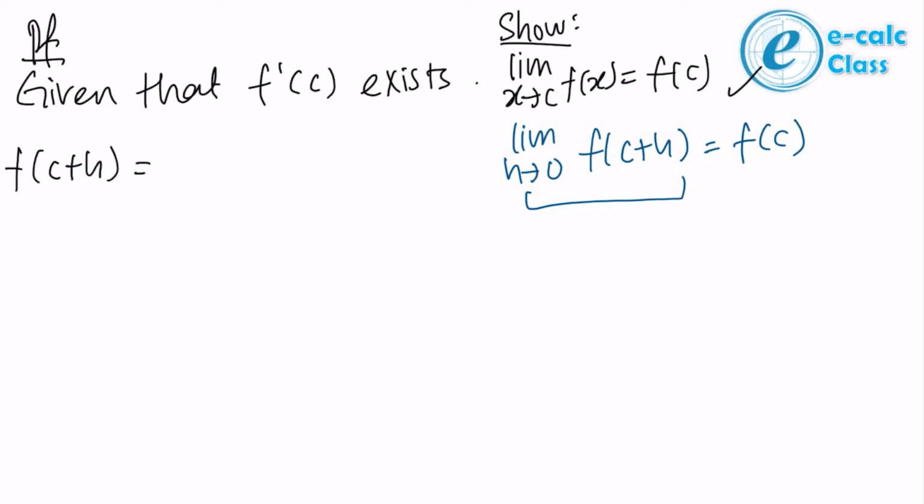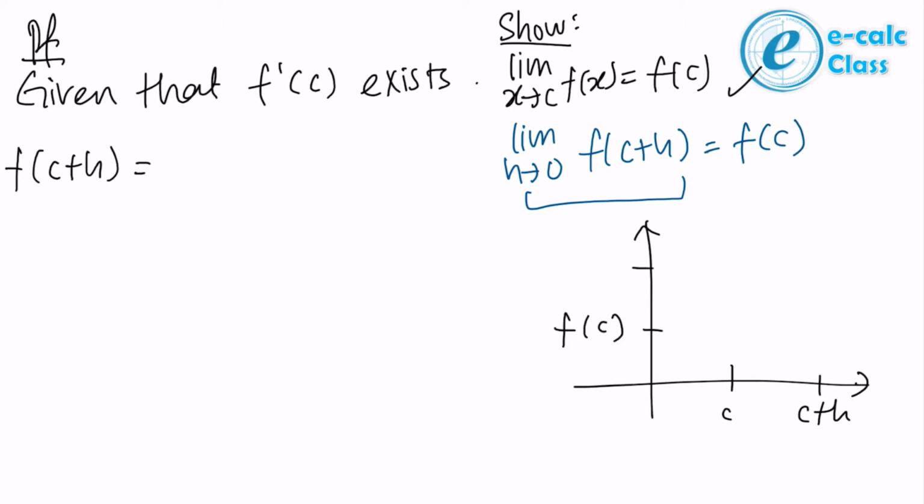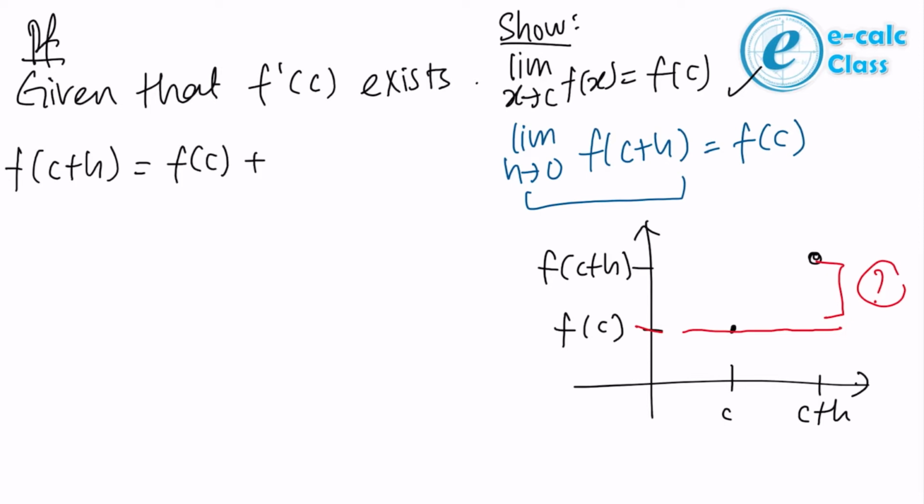How do we write this f of c plus h in terms of the definition of derivatives? If you have a graph like this, your c is here, your c plus h is here, your f of c is here, your f of c plus h is here. What is your f of c plus h? It's actually your f of c plus something else, right? So it is f of c plus something else.